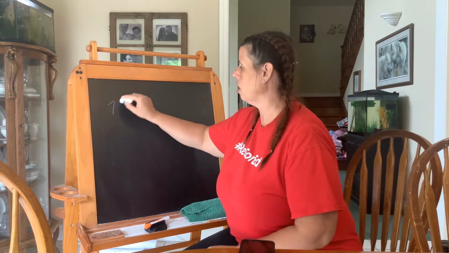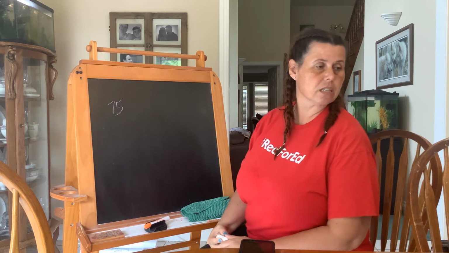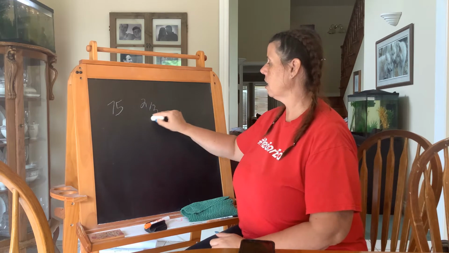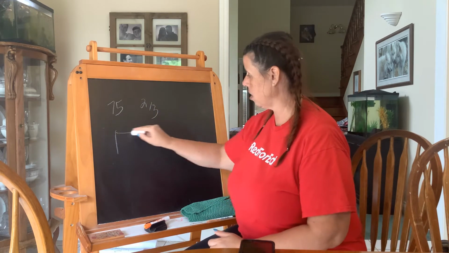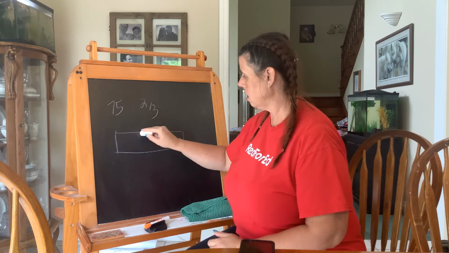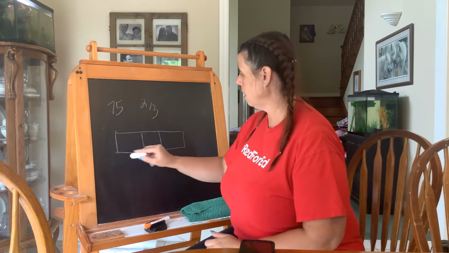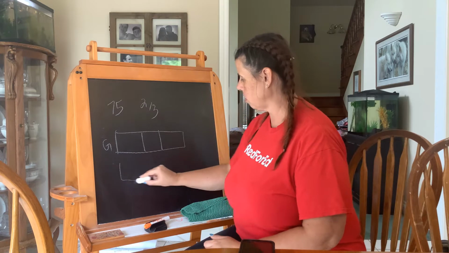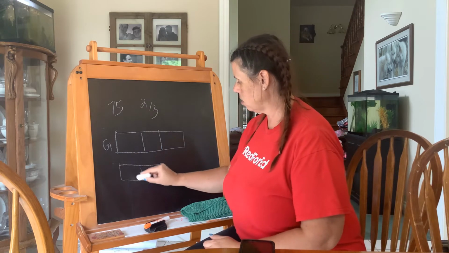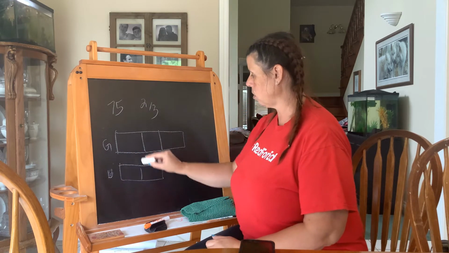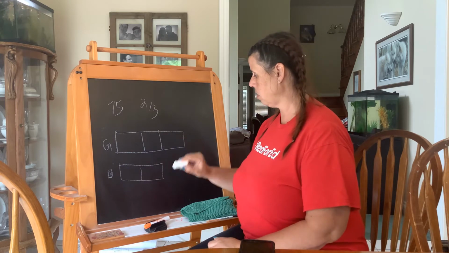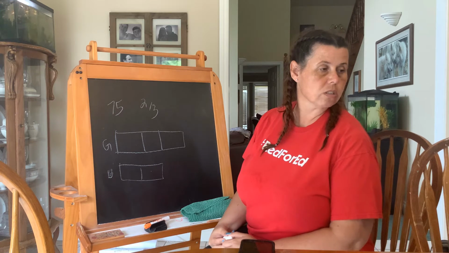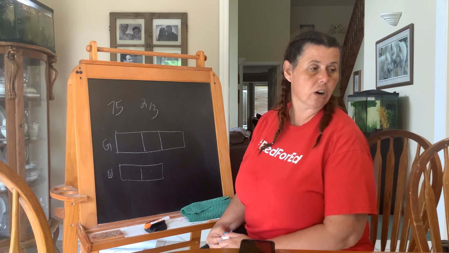75 students are on a bus, 75 kids on a bus. 2/3 as many boys as girls. So if I was going to draw that, right, I would have 2/3 as many boys as girls. So those are my girls, these are my boys. I have 2/3, 1, 2, 3/3, 2/3 of them are boys. 2/3 as many boys as girls. How many boys are there?